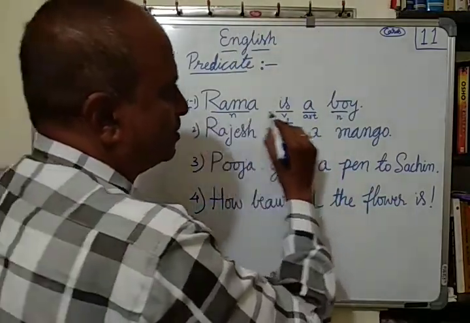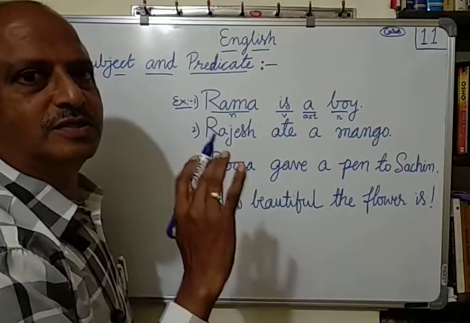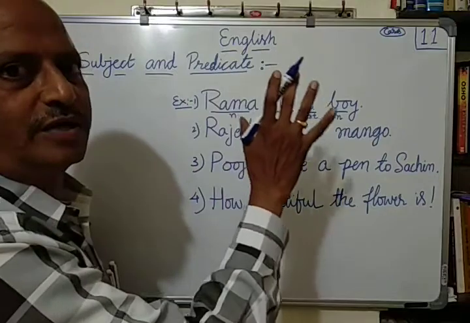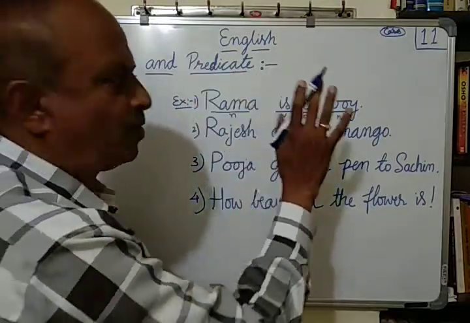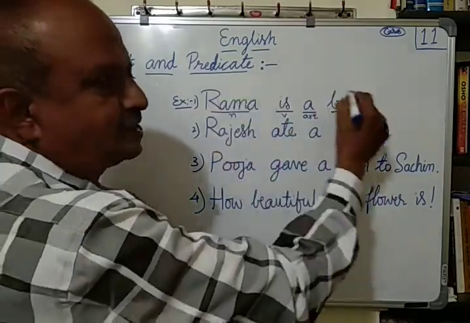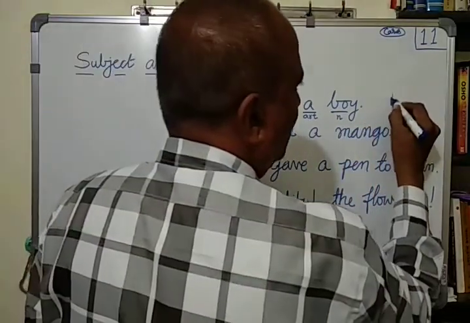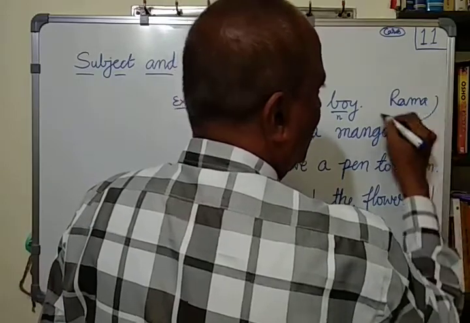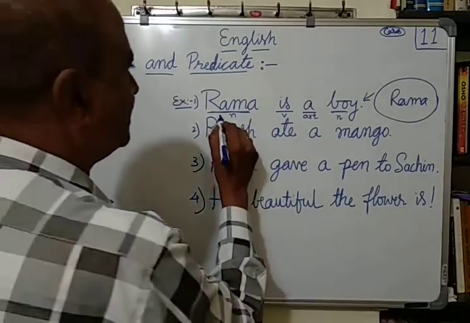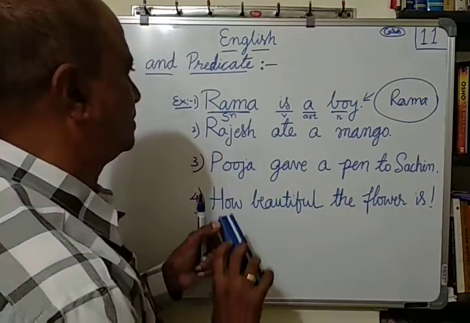Now, this sentence as a whole is talking about somebody who is important for this sentence. What is the sentence talking about? It is talking about a boy. Who is that boy? Rama. That means the sentence is about Rama. Who is the subject here? Rama is the subject of this sentence. Okay? We can write it here.